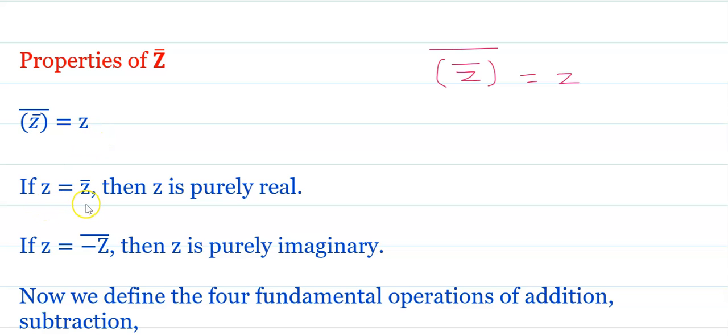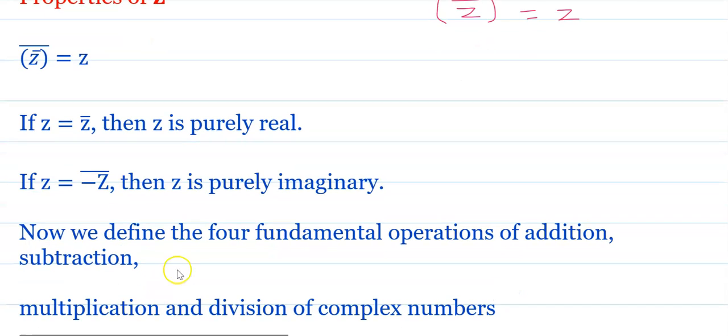If z is equal to z bar, then z is a purely real number, because there will be no imaginary part in it. Okay, z is equal to z bar, there is no imaginary part, that is, z is a purely real number. And next, z is equal to minus z bar, then z is a purely imaginary number. Okay, now we define the 4 fundamental operations of addition, subtraction, multiplication, division of a complex number.